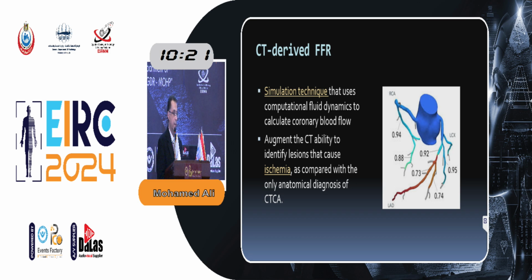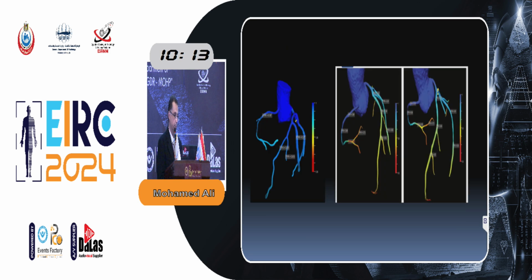It augments the CT ability to identify lesions that cause ischemia as compared to the only anatomical diagnosis derived from the CT angiography. The images are displayed in color as you see. Segments with high flow above 0.8 are tagged by blue, and with reduction of the flow across the scale, we can reach the red color.